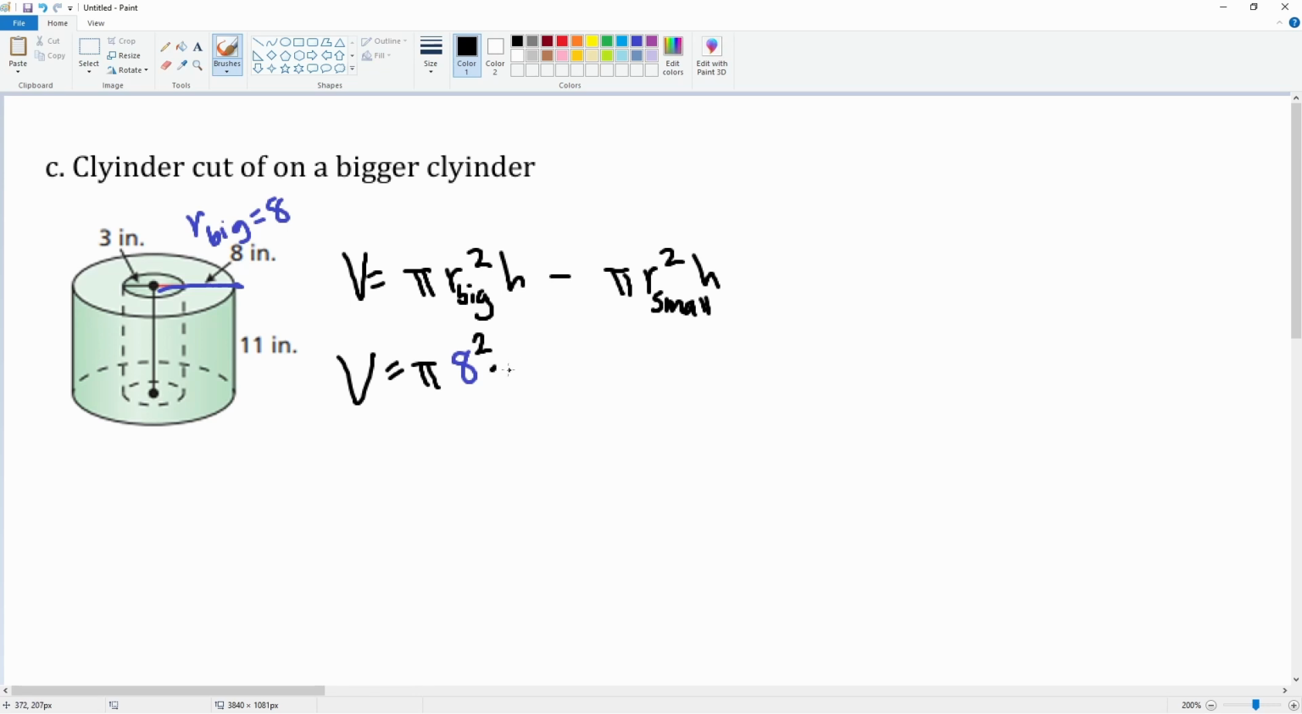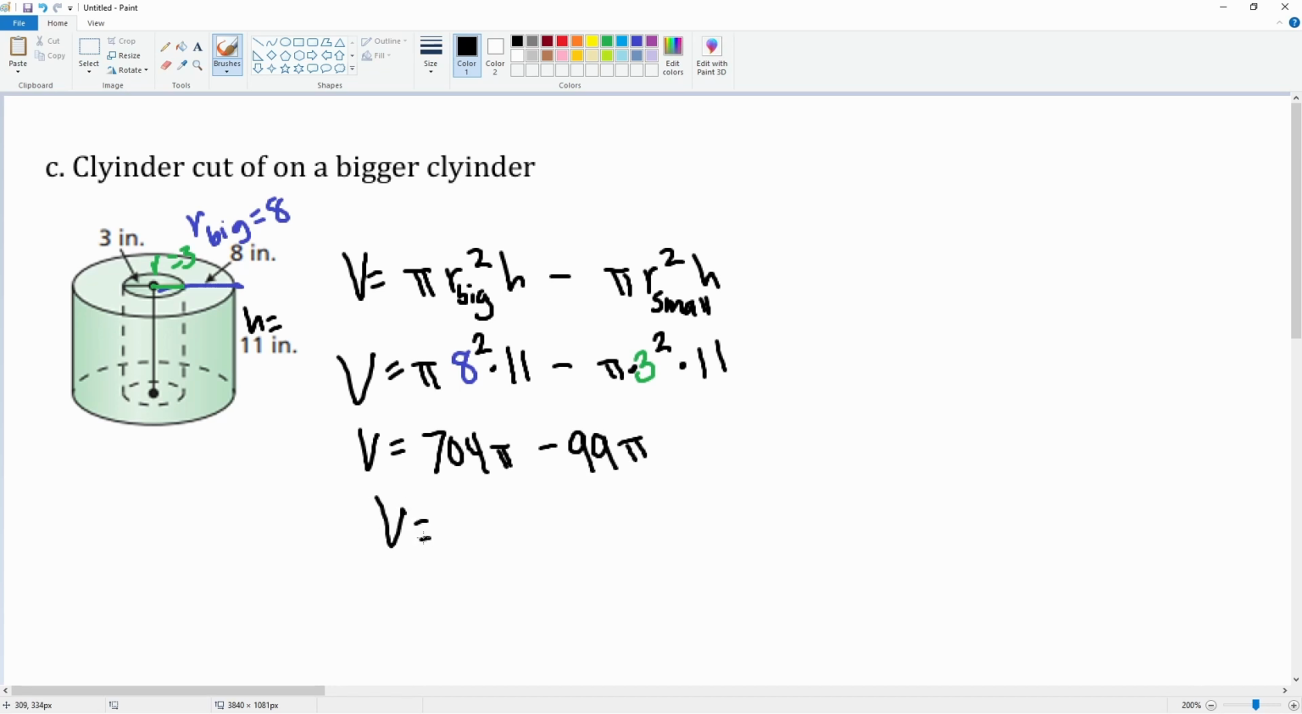So that's pi 8 squared times height, which is going to be 11. That's the height, minus pi and small, which is 3 squared times 11. All right, so 8 squared times 11 is going to be 704 pi, minus 3 squared times 11, this is 99 pi. So 704 minus 99 gets you 605 pi.